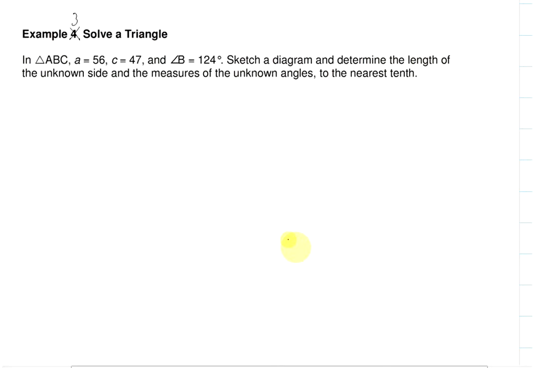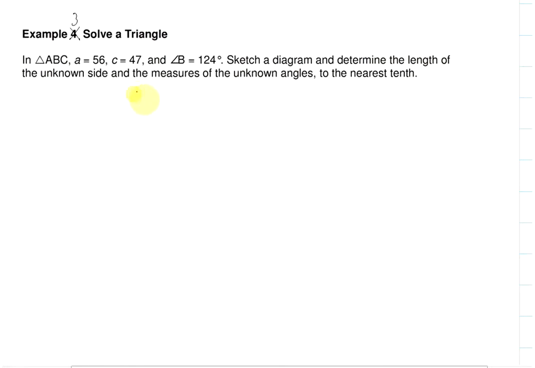Okay, so our last example for this unit and for this section, example 3, solve a triangle. We are given that triangle ABC has a side length for a of 56, a side length for c of 47, and an angle B which is 124 degrees. You've been asked to sketch a diagram, determine the length of the unknown side, and the measures of the unknown angles to the nearest tenth.